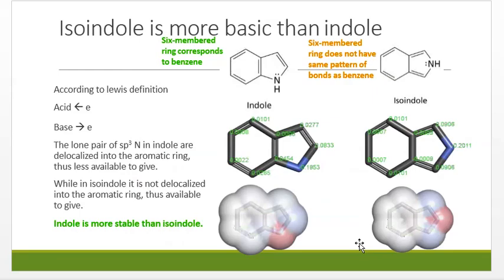Isoindole is more basic than indole. According to Lewis' definition, an acid is an acceptor of electrons, a base is a donor of electrons. In our slide you can see the isomers indole and isoindole. I think that you remember what isomers are: compounds which have the same composition but different structure. Indole is more stable than isoindole.